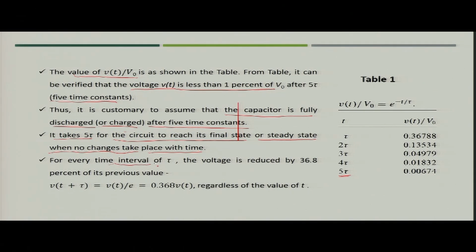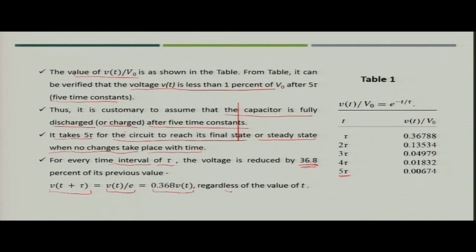So, every time interval of tau, the voltage is reduced by 36.8% of its previous value. You can see this from this particular table also: every increment of time equal to tau, the value of the voltage reduces by 36.8% of its previous value. Why? Because V(t plus tau) is simply V(t) by e. So, if you keep on changing the value of t, this will always be equal to 36.8% of V(t).